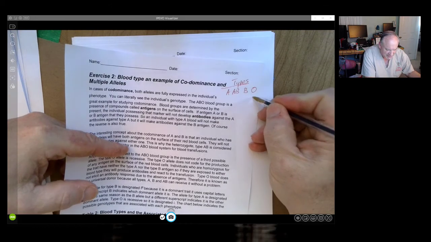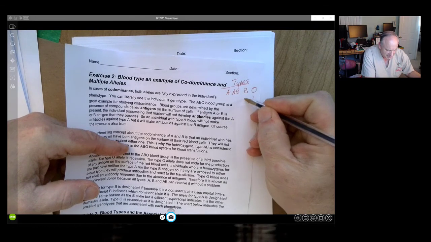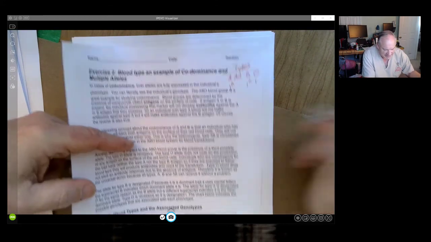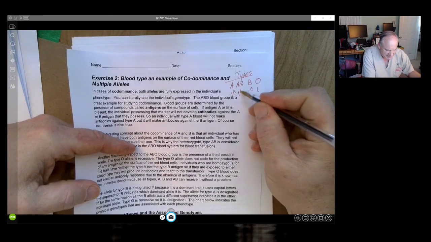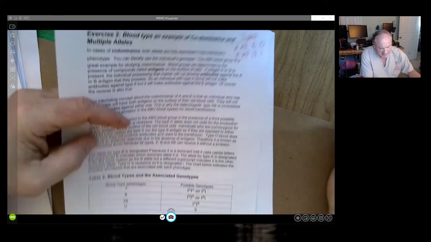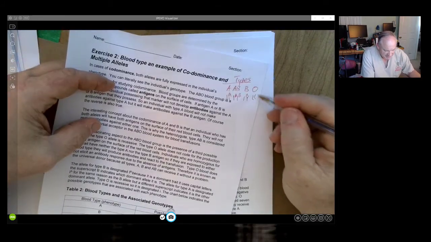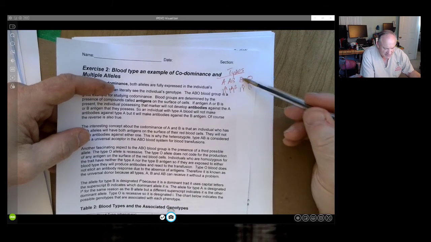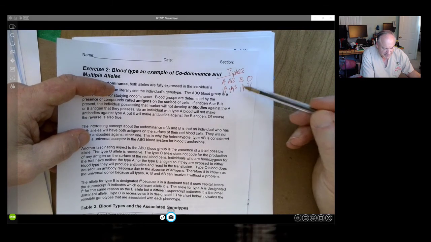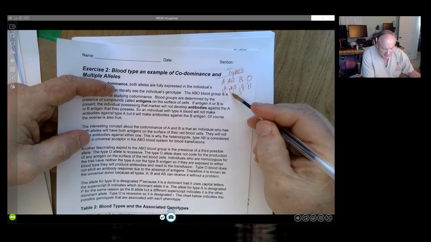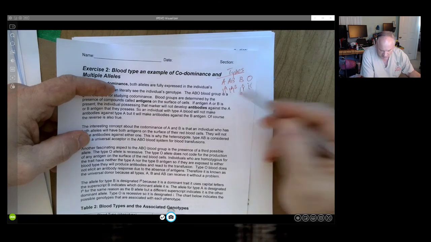So type O is i. B would be I^B. A would be I^A, and then AB would be I^A I^B. And so those would be represented like that. And the idea is that this would be homozygous for the O trait, this would be heterozygous, but it would be for the B trait and then the O trait. AB is the heterozygous for A and B, and they're both expressed. So you can kind of follow what that is.